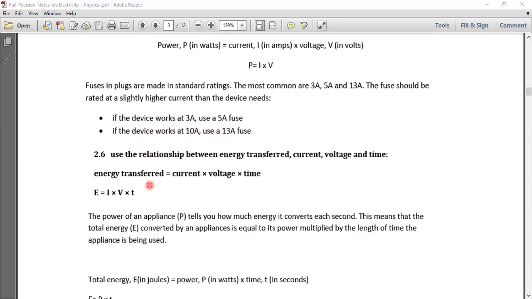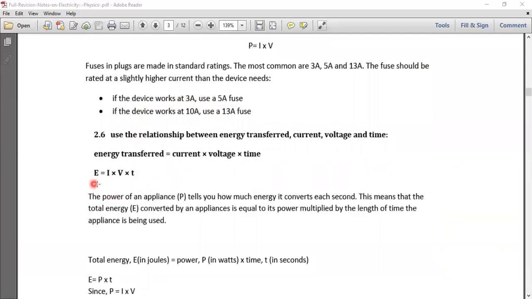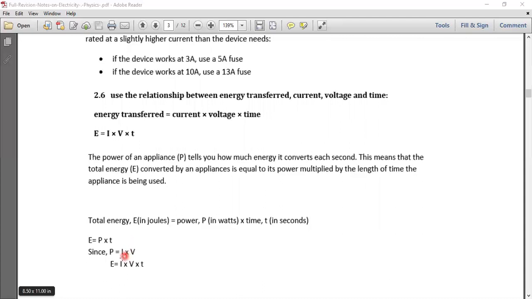Now we'll use the equation E equal to VIT, that is energy equal to VIT. I for current, V for voltage, and T for time taken. The power of an appliance, P, tells you how much energy it converts every second, that is joule per second. This means that the total energy converted by an appliance is equal to the power multiplied by the length of time it is used. We have seen that P equal to VI.